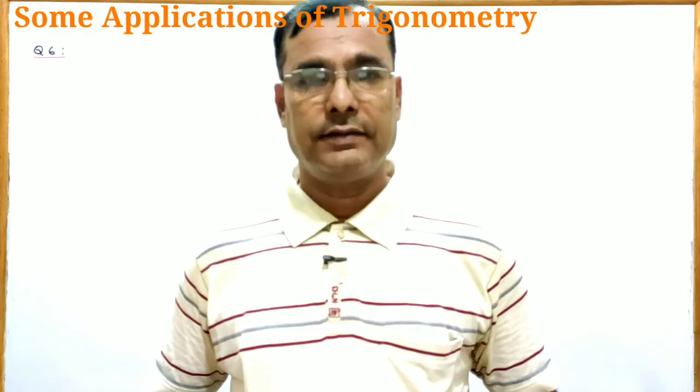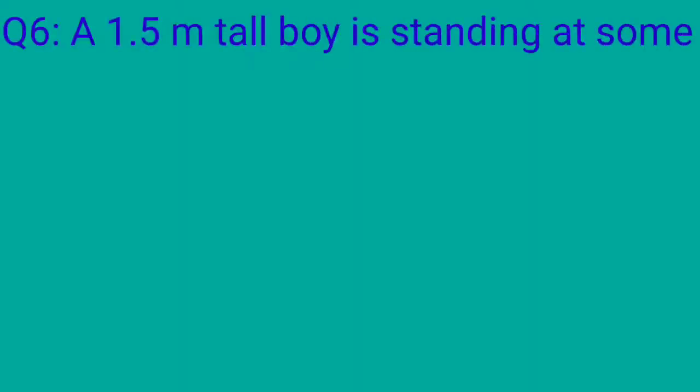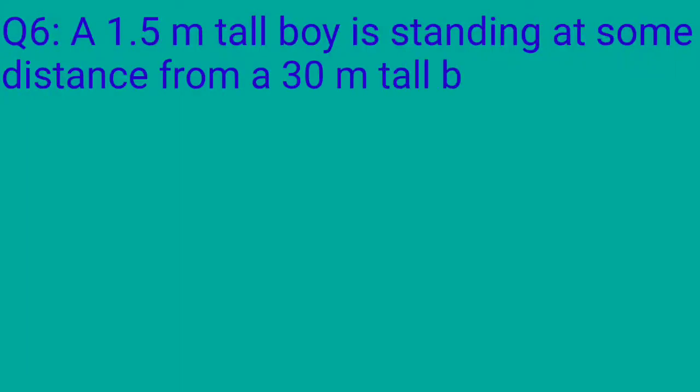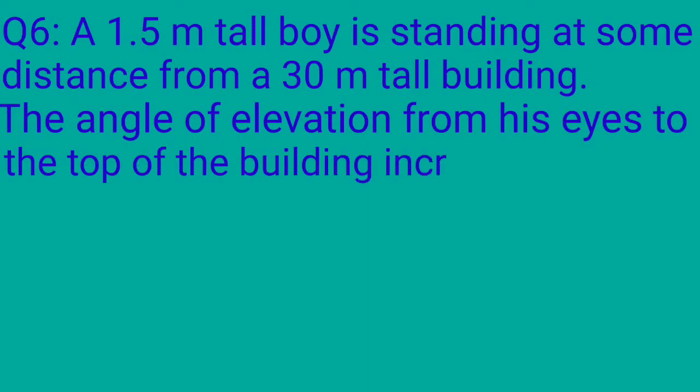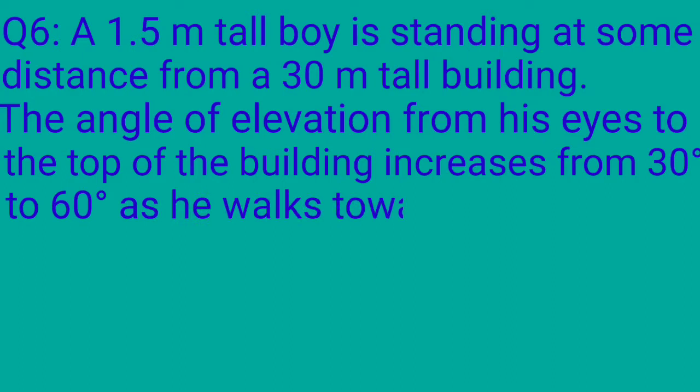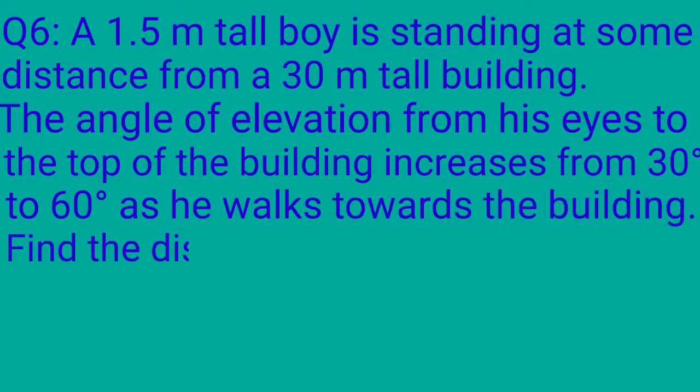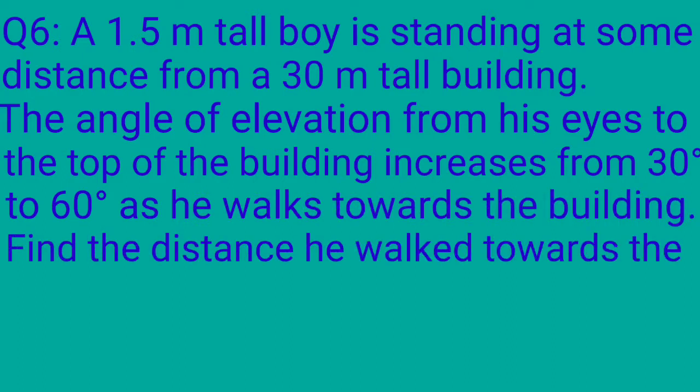Question number 6. A 1.5 meter tall boy is standing at some distance from a 30 meter tall building. The angle of elevation from the top of the building increases from 30 degrees to 60 degrees as he walks towards the building. Find the distance he walked towards the building.